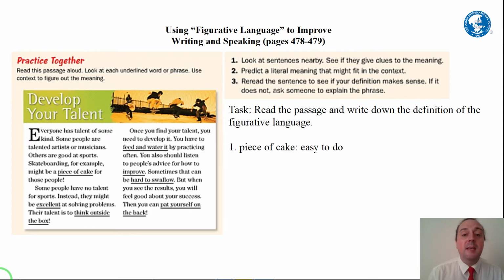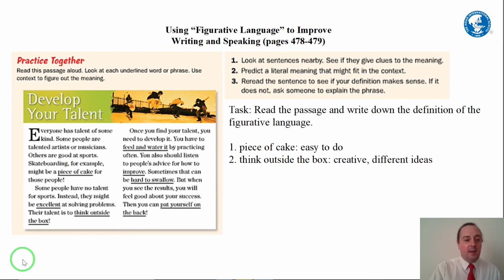The first one, piece of cake. A piece of cake is something that is easy to do. Now, how do we know that? We're talking about people being good at things, and people have talent. So people who are talented naturally at something may be really good at them. Okay, so skateboarding might be a piece of cake or easy to do for some people. For me, it's very difficult. The next one, think outside the box.